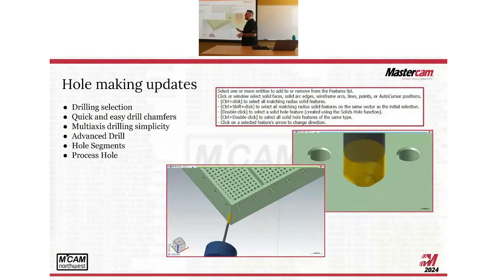So there's been a lot of updates to hole making in the last couple of years especially. They've really been working hard on hole making over the last 2-3 years. And I want to show you some of the updates here. I'm going to be using a part that you could make in a 3-axis or a 5-axis machine. And we're going to talk about the selection for drilling, major differences there. We're going to talk about adding chamfers really effectively and easily. We'll talk a little bit about multi-axis and the way that that works differently between the versions. There's also advanced drill, hole segments, and process hole.